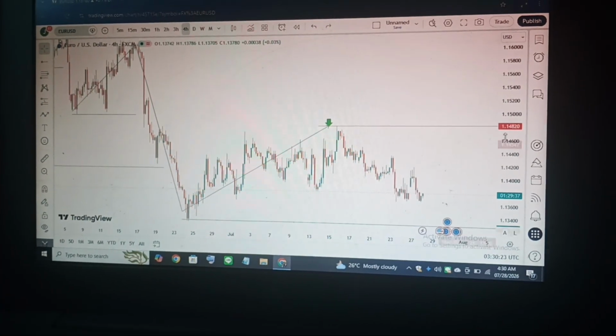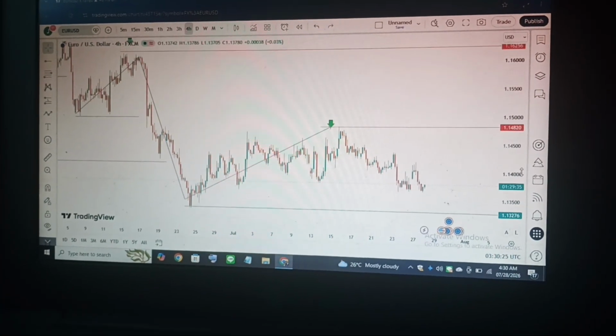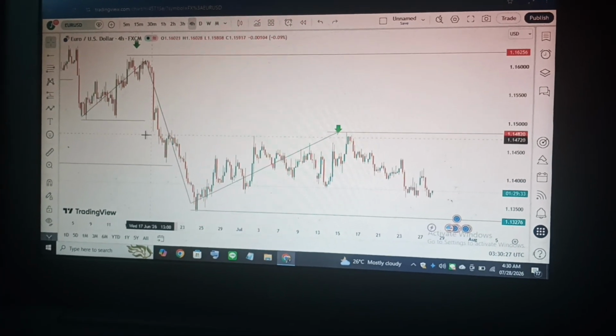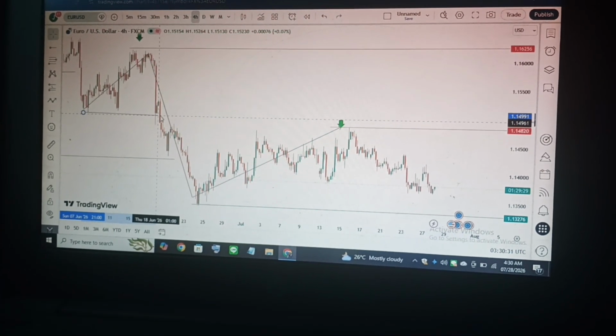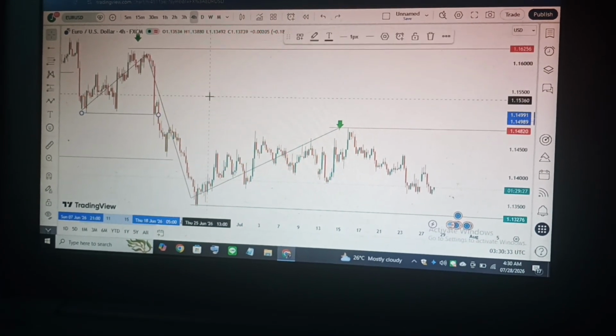Alright, please bear with me now. What you can see here, the current focus will be on our daily trading range. Now we don't really have a neat pullback here after a break of structure.